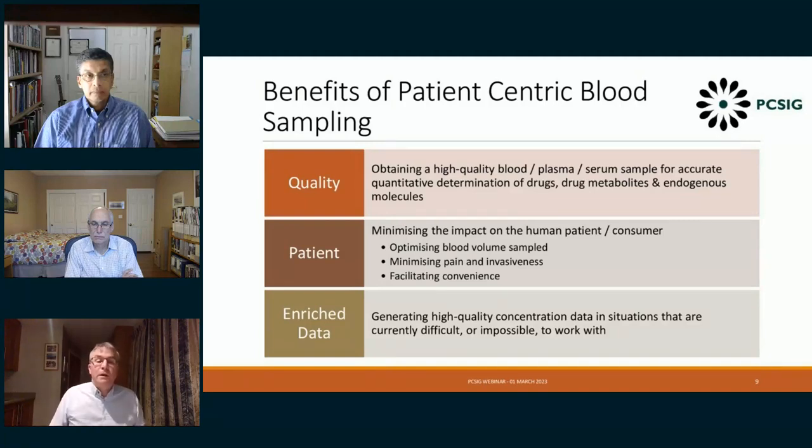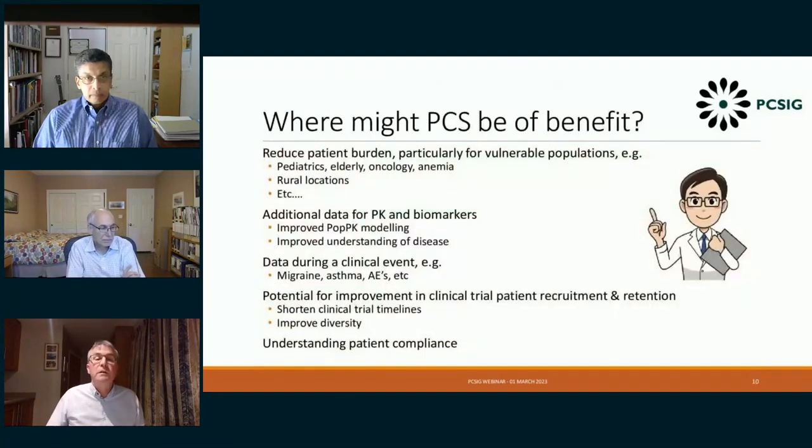So we want to optimize the blood volume sample. We don't want to waste blood and throw it in the bin. We want to minimize the pain and invasiveness for the patient, and we want to maximize the convenience for the patient. We also have an opportunity here to enrich the data we generate. We want to still generate the high quality concentration data, but maybe we can do this in situations that are currently difficult or impossible to work with, such as the home or such as in certain medical events.